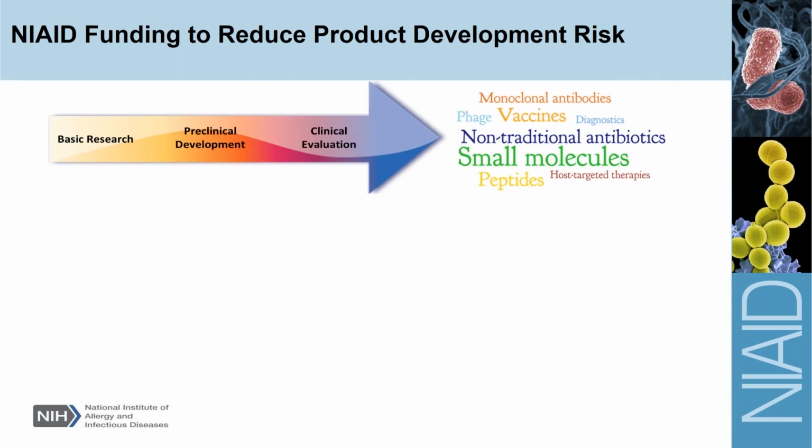So one of the main focuses of NIAID is putting forward various support mechanisms to reduce the overall risk of product development and encourage and advance new efforts in this area. And so I want to take you today through the different mechanisms that are available for all researchers.